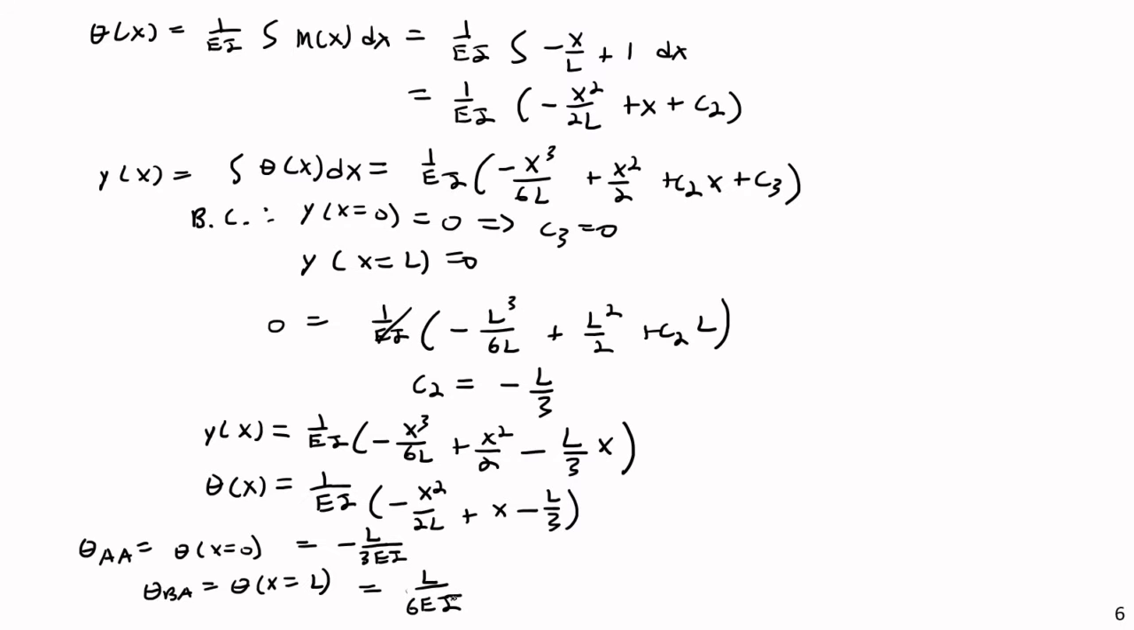So on the left-hand side of the beam, you'll have negative L over 3EI. On the right-hand side of the beam, you'll have positive L over 6EI. And if you look at the beam, this does make sense. This is where the couple is applied, so I would expect a larger rotation there, because this is not a symmetric system when we have a couple on only one end of the beam.